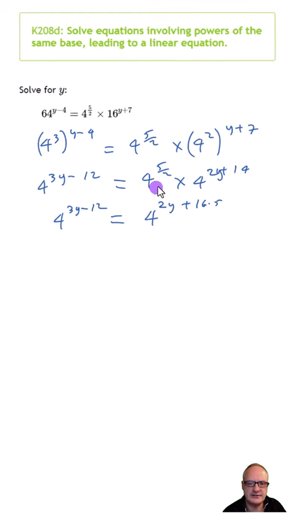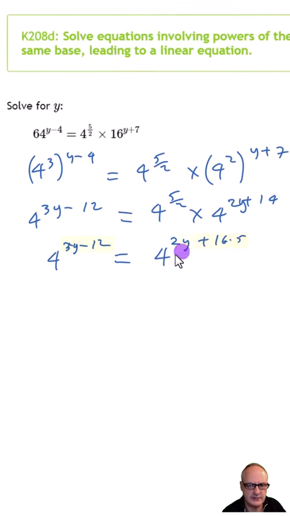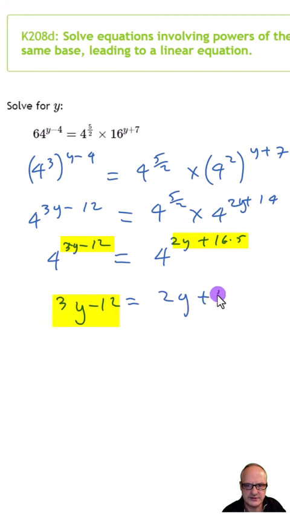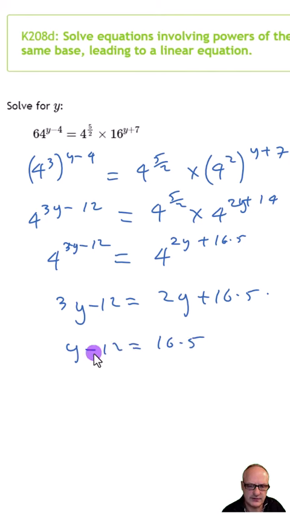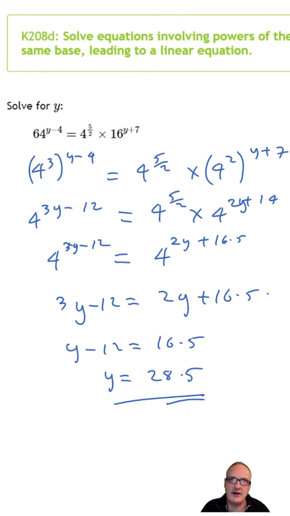So these two things must be equal. So 3y minus 12 must equal 2y plus 16.5. Take away 2y from both sides, you get y minus 12 equals 16.5. And then add on 12 to both sides, so y must be equal to 28.5. And there we have our answer.